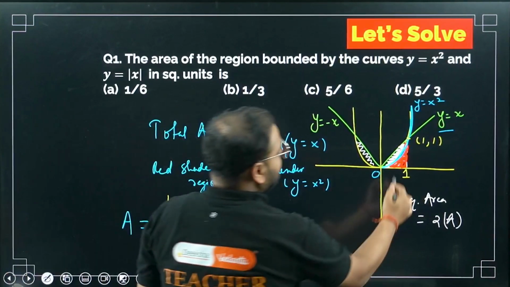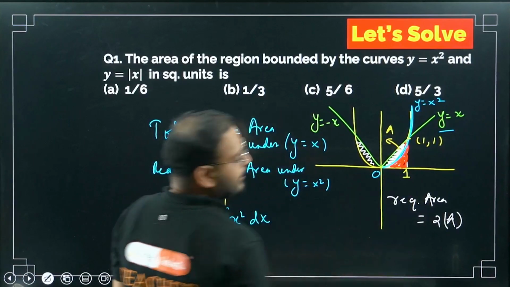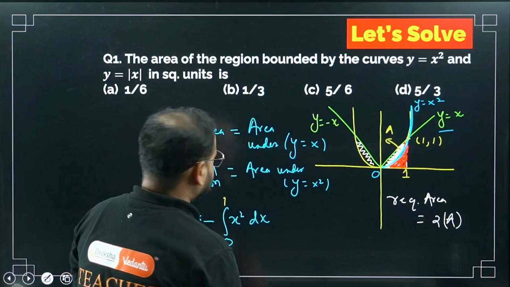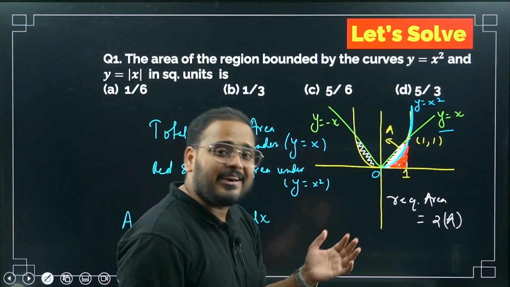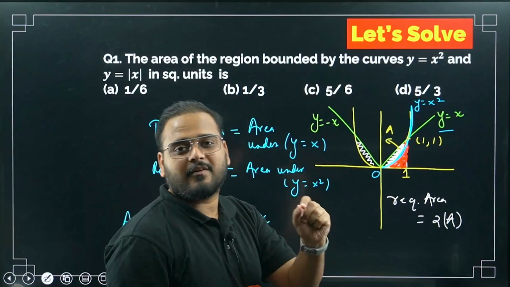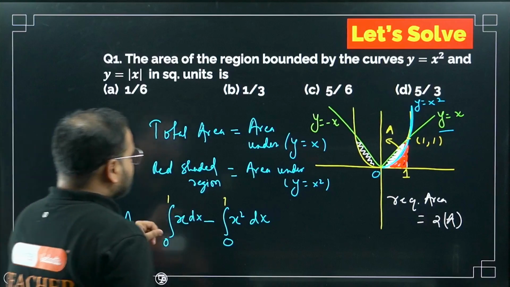This is my required area, this part. This white region is my required area, A. No problem there. Okay, chaliye. I will not do all these steps for all the questions. Since we are revising everything, I wanted to have a brief of everything in this first question only. Okay, chaliye. So I can do this integration.